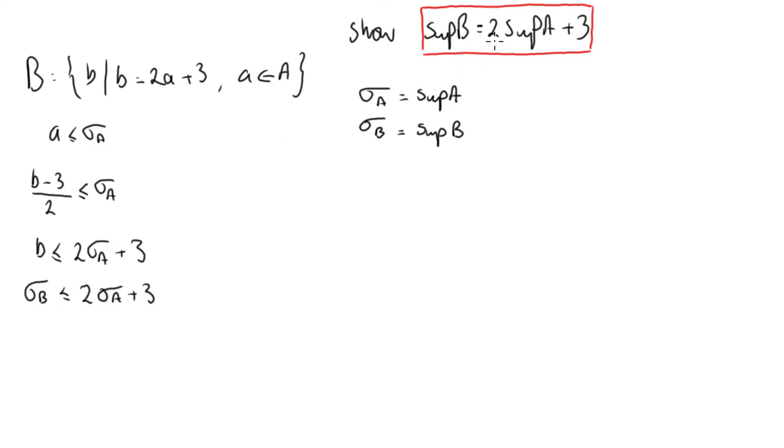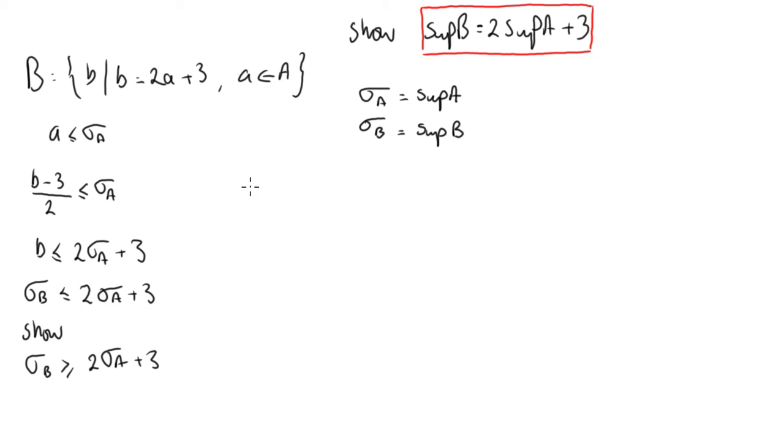In order to show that they're equal, not just less than or equal to, what we need to show is this: the supremum of B is greater than or equal to twice the supremum of A plus 3. If we can show these two things, it means that they must be equal. The only way for these suprema to satisfy both these inequalities is if they are equal, like in the case up here. So we're going to do the same thing again, just the other way around essentially.